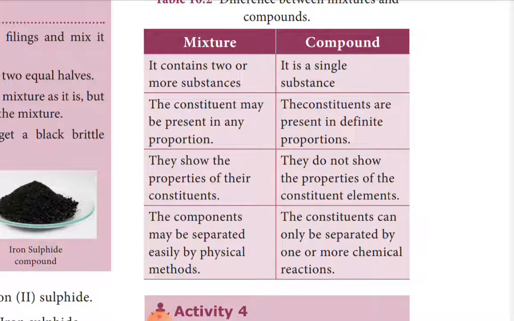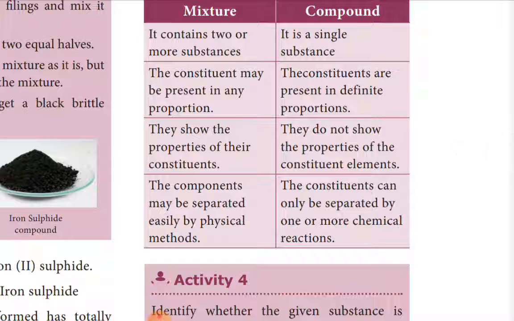In a mixture, the components may be separated easily by physical methods like bringing a magnet and using filtration. These methods can be used to separate the components of a mixture. But in a compound, these physical methods cannot be used to separate the components. Compounds cannot be easily separated, but some chemical methods, chemical reactions, can be applied to separate the components of a compound.